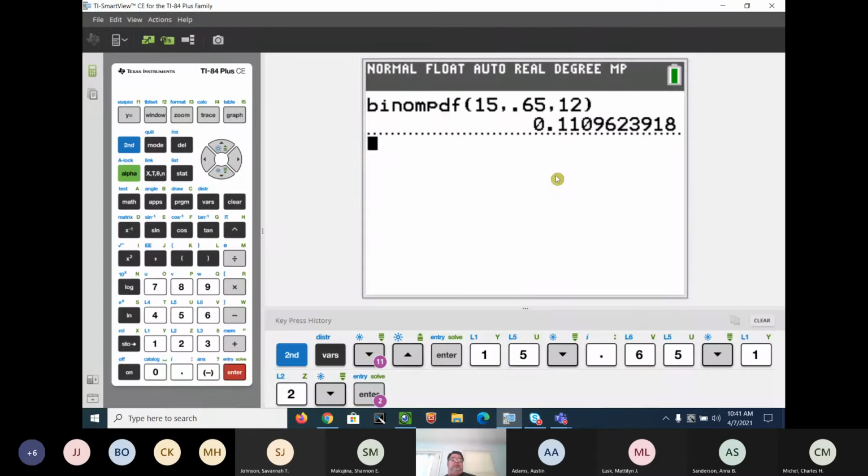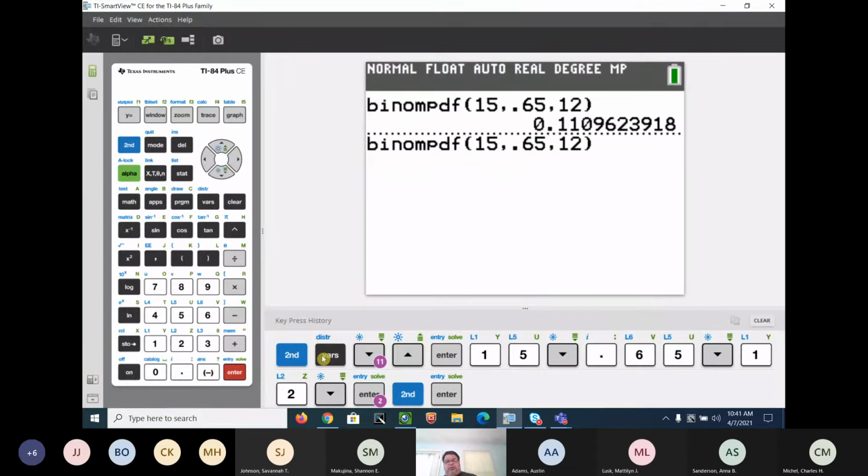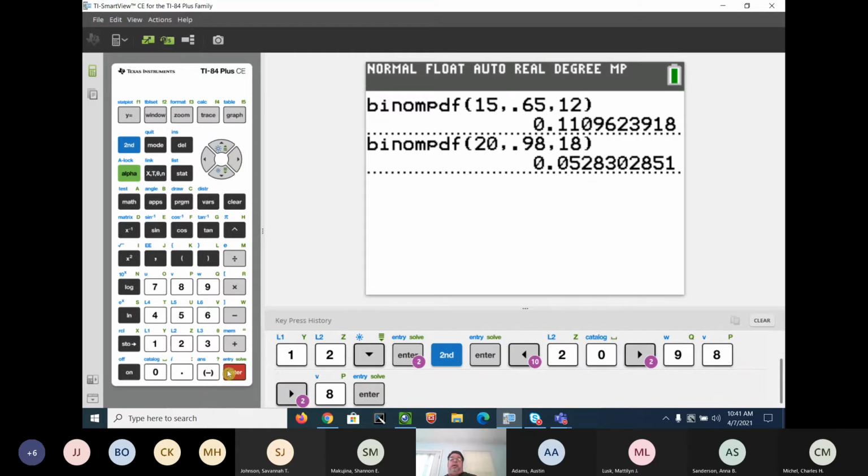Hit second entry. And that pulls up the last operation you did. And you can just go in and change the numbers. Y'all didn't know that, did you? Some of y'all didn't. 20, 0.98, and 18. I got 0.0528.